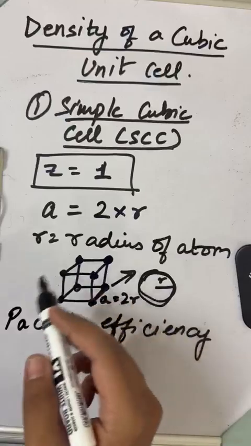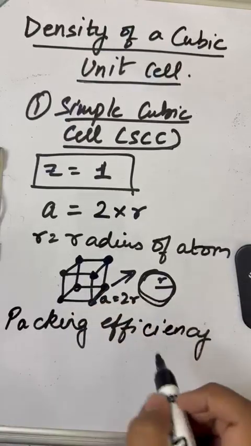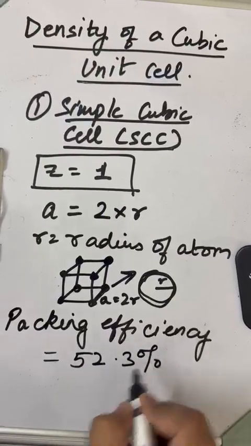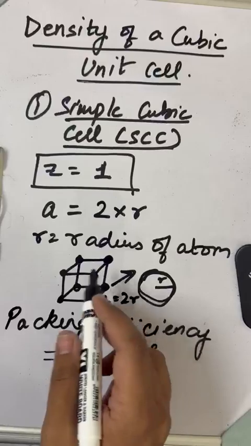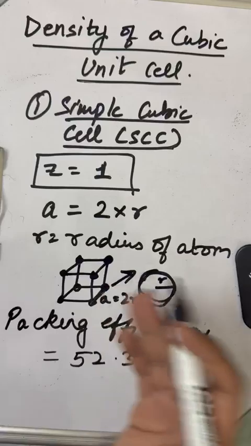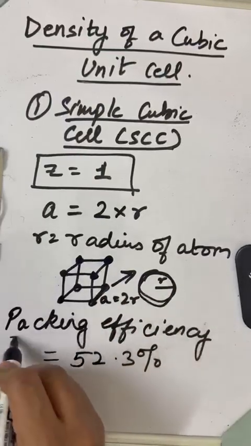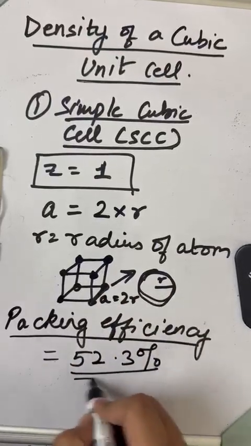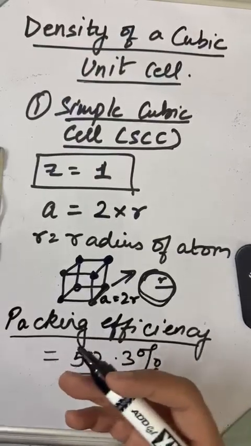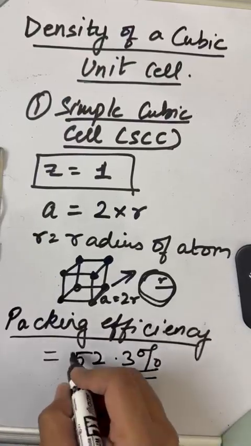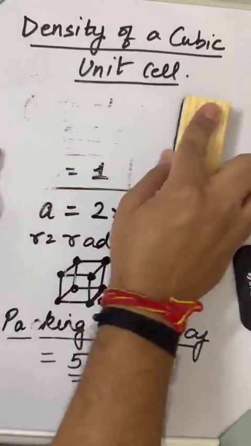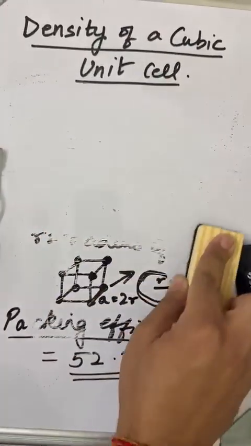Similarly, in case of a simple cubic cell structure, the packing efficiency is 52.3%, which means 52.3% of this cubic structure is filled, but the remaining part is empty, void. So that is what packing efficiency is. This should be memorized because it can come directly as an MCQ in an exam. So just remember this value. Now that we have talked about the simple cubic cell configuration, we will now talk about the FCC configuration.